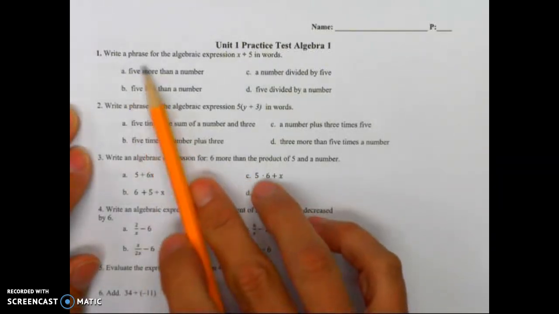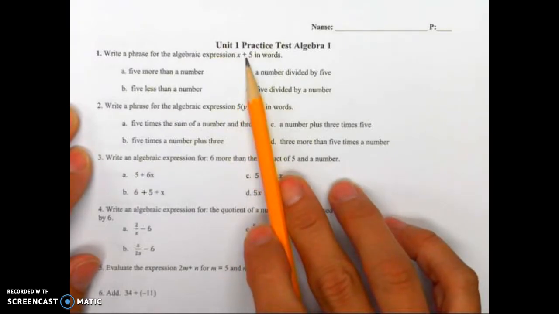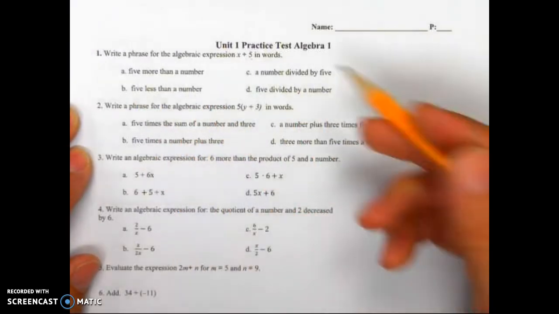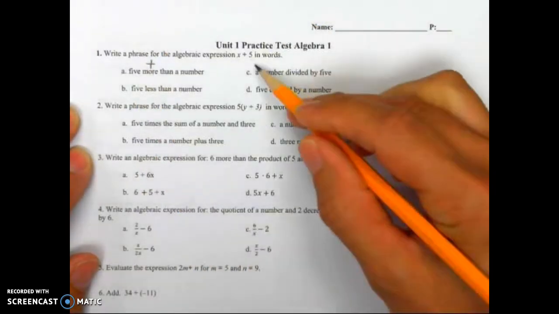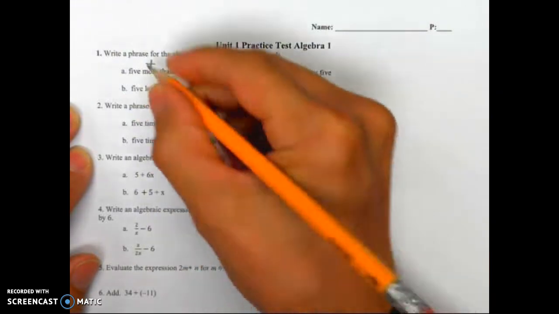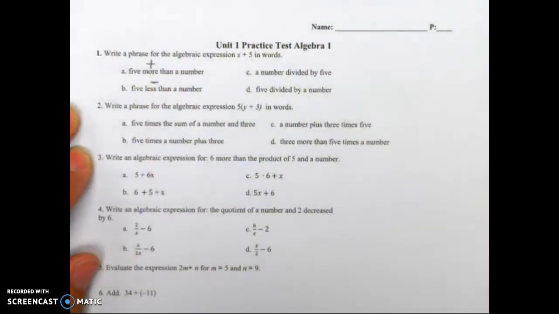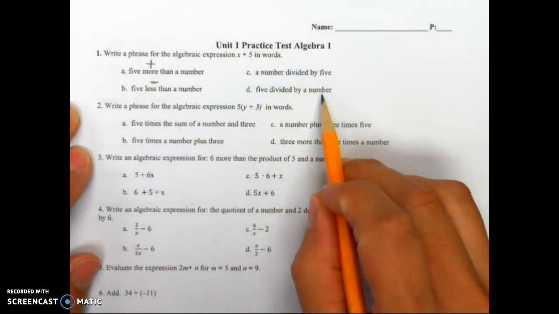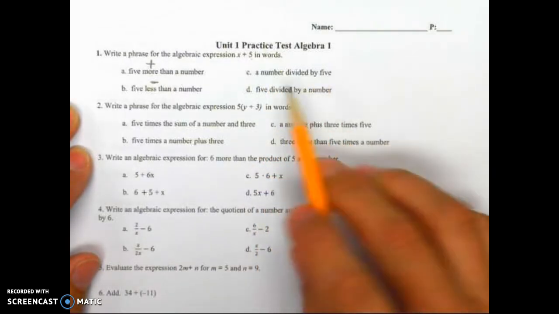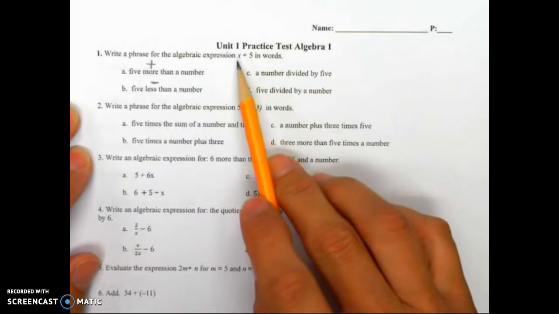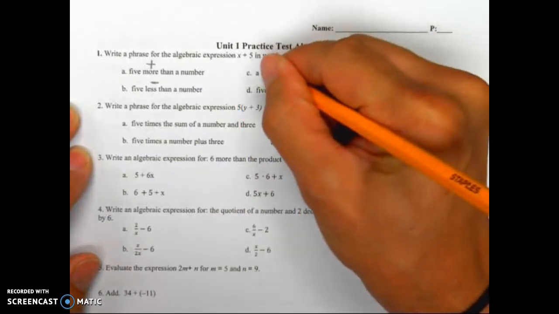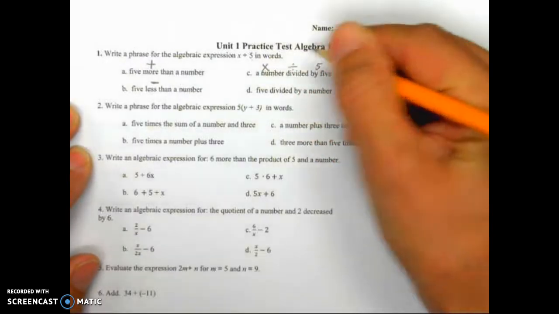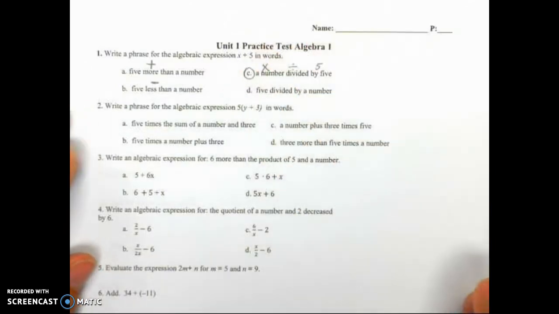So this says, write the phrase of x divided by 5 in words. So I take a look, I said 5 more than. Well, more than means plus, and we don't have a plus sign. Less than is minus, so we don't have that. 5 divided by a number, or a number divided by 5. So it has to be C or D, but since they put the x first, x is the number, a number, divided, there's the divide sign, by 5. So that's why the answer is C, right?